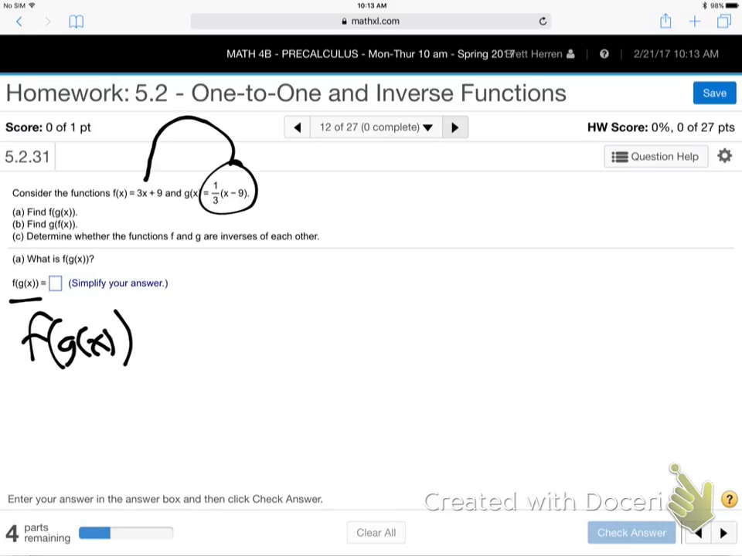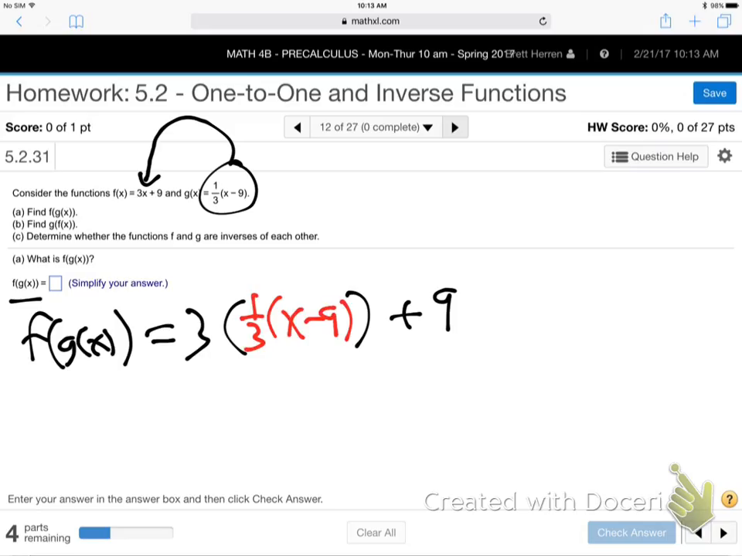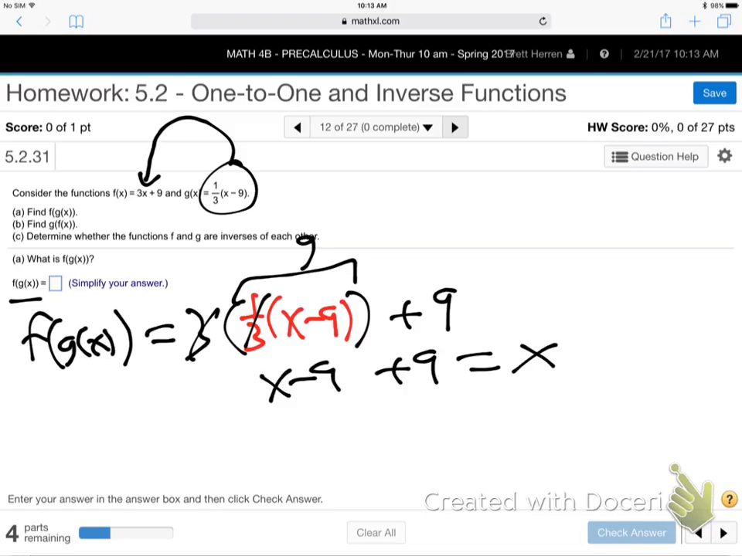Take all of g and put it in the input slot of f, right? So 3 times all of g plus 9. And what is g? g is 1/3 x minus 9. We good to there? So I put all of g into f. f was 3 times whatever plus 9, right? Work that out. What happens? 3 and 1/3 just cancel right away, huh? So we just get x minus, and you can drop all those parentheses, which is just x.